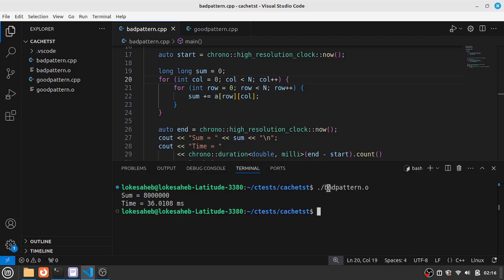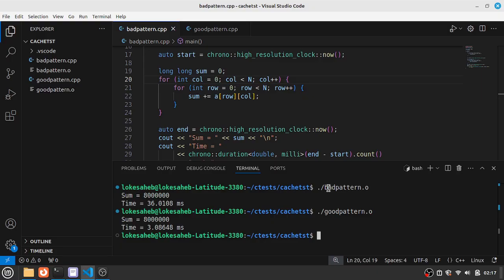For all this integer processing, it required 36 milliseconds. And we'll do the good pattern again. This required only 3 milliseconds. So you can see the kind of difference this gives. You can have multiple levels of optimization built in, so if you use the optimization flags while compiling, these results might vary even further.